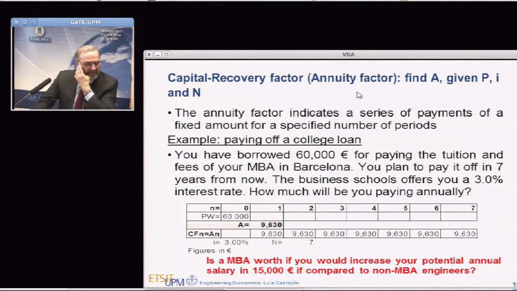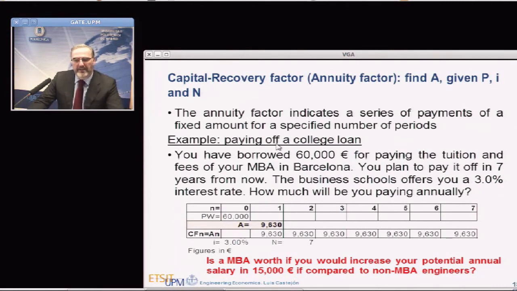For example, the capital recovery factor, the annuity factor. We are now leaving the future values and we are trying to handle the present values. In this case, the capital recovery factor is: find the A payments given present value, interest rate, and N. This is the amount of periodic payment you are paying when you get a loan. The annuity factor indicates a series of payments of a fixed amount for a specific number of periods.